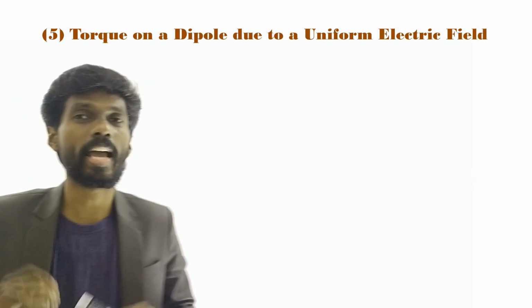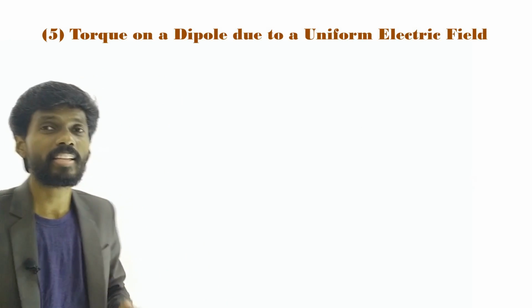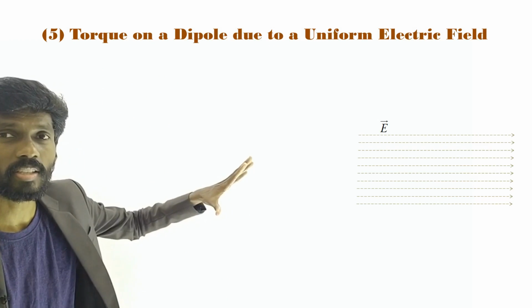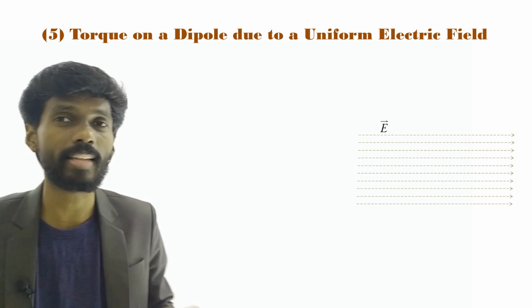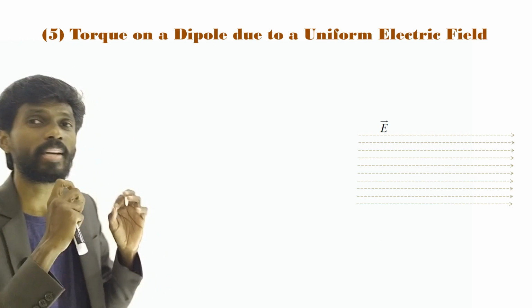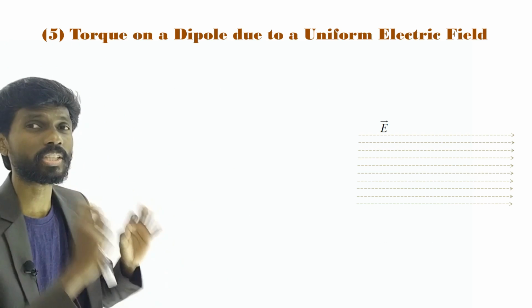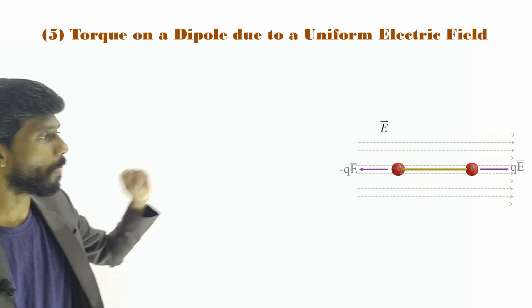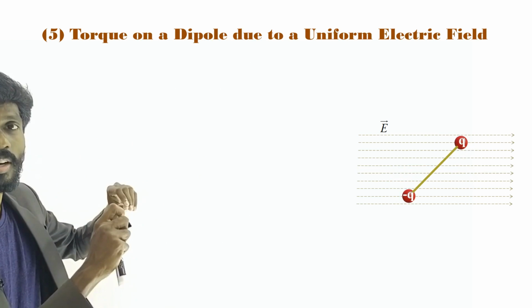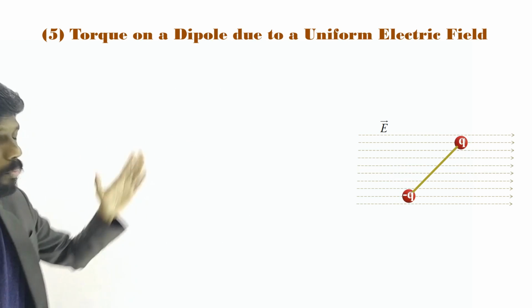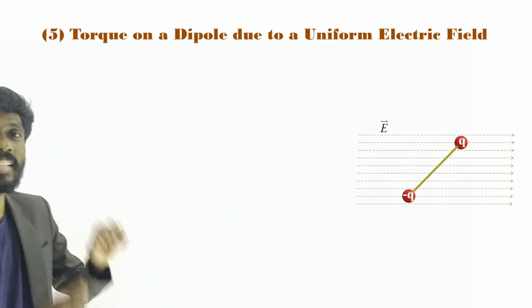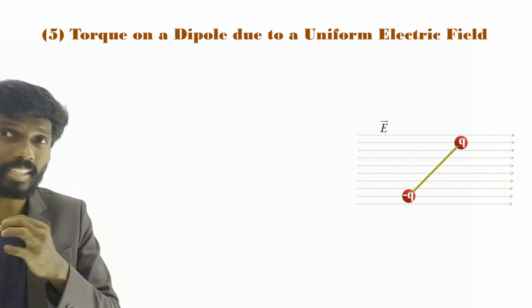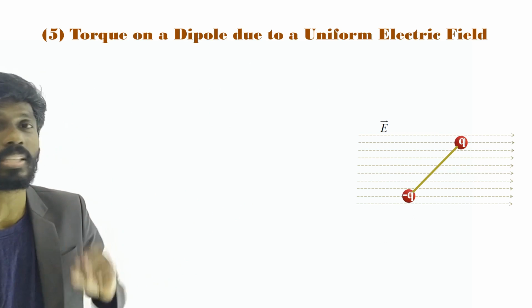We'll find the torque on a dipole due to a uniform electric field. There is an electric field in the horizontal direction. Now this is a uniform electric field. That means at any point in space, the value of the electric field is the same, a constant value. In this electric field, we place a dipole. This dipole makes some angle theta with the horizontal. This means the angle between the dipole moment and this electric field is theta. Now we will find the torque on this dipole due to this electric field.